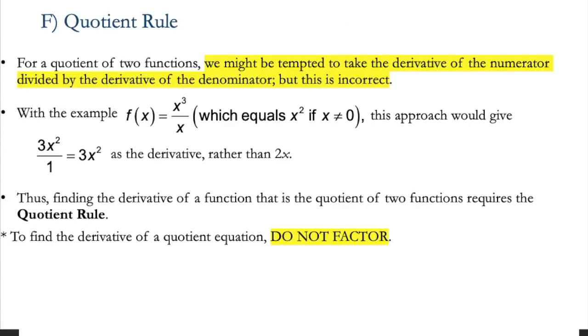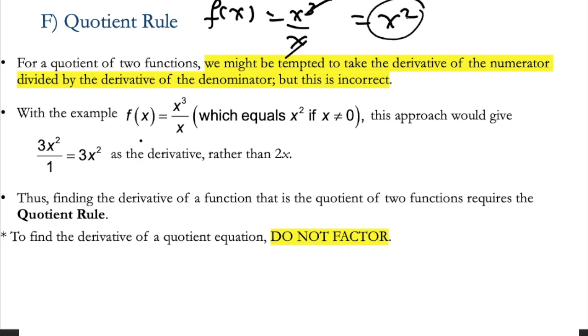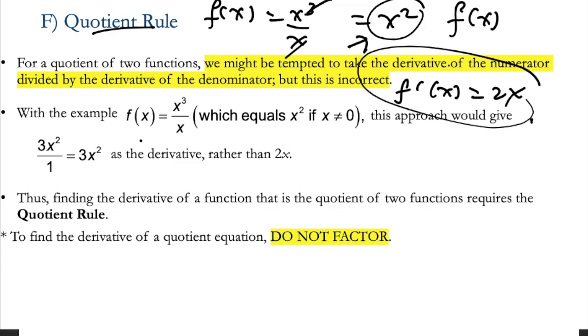Now let's move to quotient rule here. Now a quotient means you have a ratio, division. Let's say you have f(x) equals x cubed over x. You tend to simplify it further to x squared, then it won't be a quotient anymore, isn't it? When it is no longer a quotient, you don't apply the quotient rule. You just simply find f prime of x equivalent to 2x, which is using the power rule, isn't it?